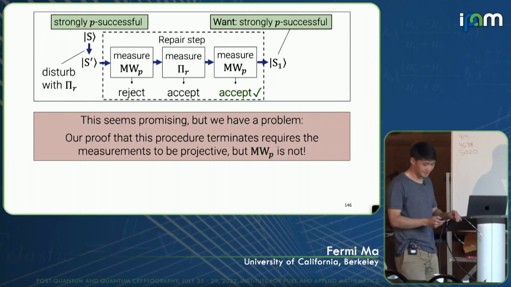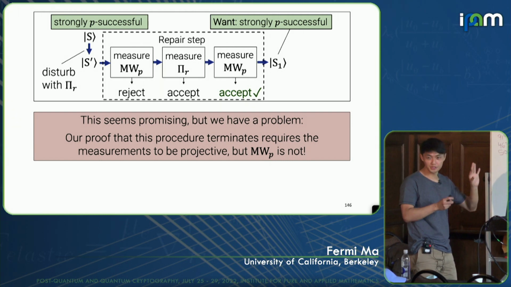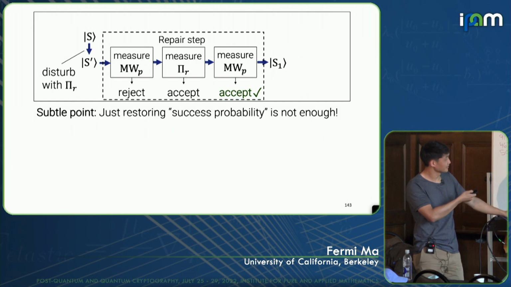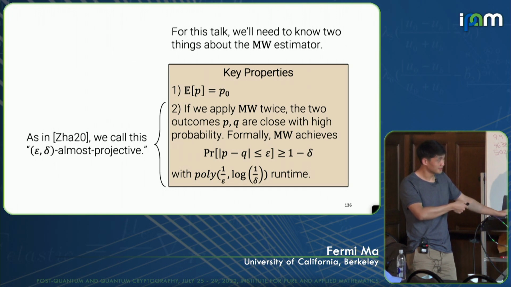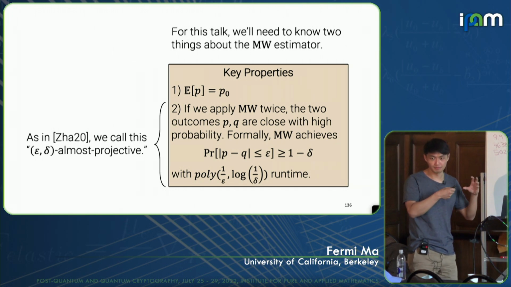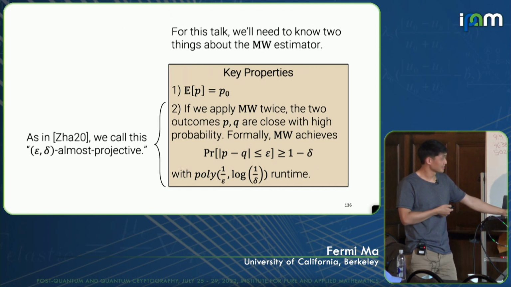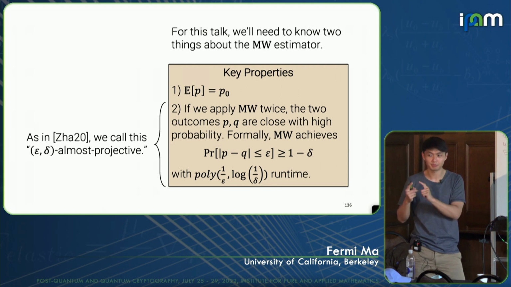Good. OK, so yes, I recognize I said a lot of things about two very, very similar procedures. So let me go back just to make sure there's no confusion. MW is the procedure that outputs a float between 0 and 1, right? This is just outputting some estimate. And I was claiming that MW is the procedure whose outcomes look like a projective measurement, in the sense that if I run it twice, I'll get two outcomes that are reasonably close with extremely high probability.